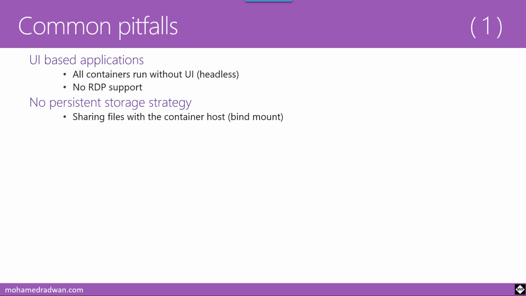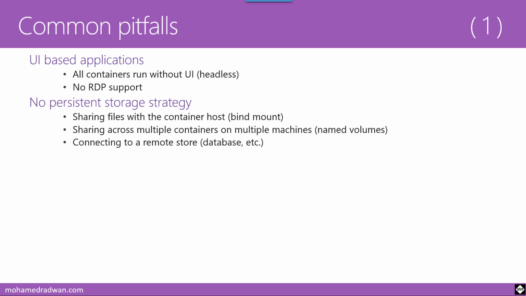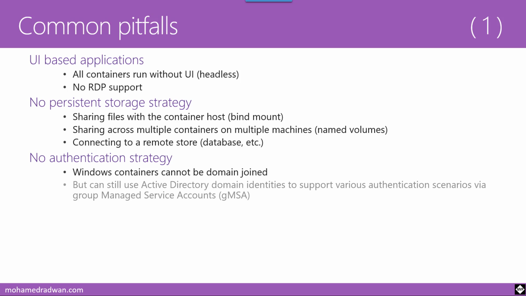So for example, for sharing a file with the container host, I can use a bind mount. If I want to share files across multiple containers on multiple machines, then this will be the named volumes, or connecting to a remote store like a database, for example, if I want to save the persistent state of my application. The second category is no authentication strategy. So Windows containers can't join the domain, but can still use Active Directory domain identities to support various authentication scenarios via group managed service accounts.